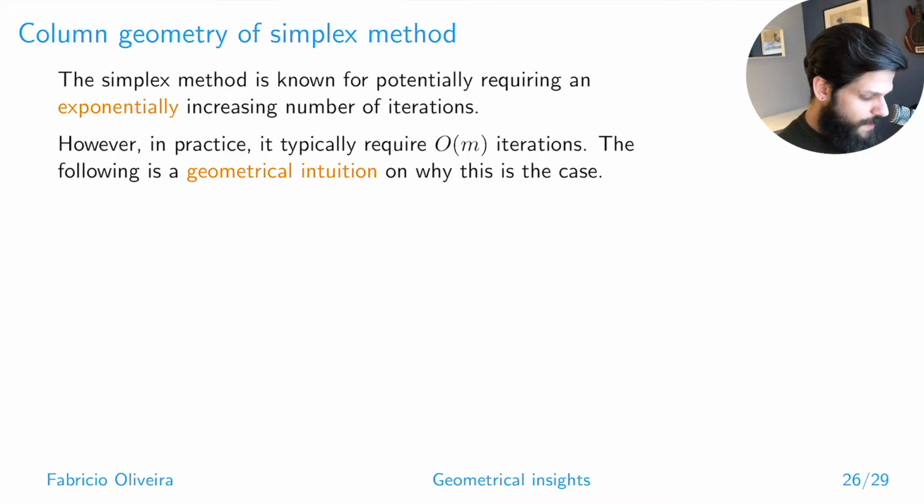But it turns out that in practice, the simplex method takes some number of steps that is somewhat proportional to the number of elements in the basis, which is what this big O notation is trying to indicate. So what we're going to do in the next few minutes is develop a geometrical intuition of why that is the case.